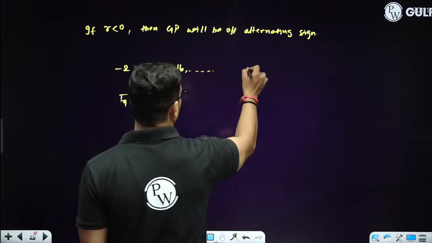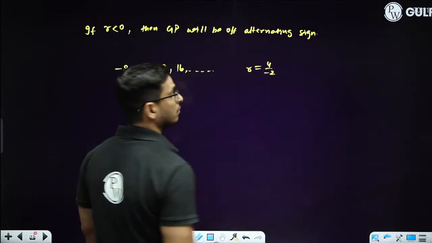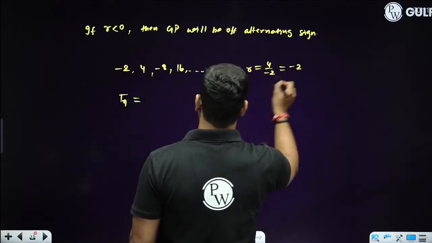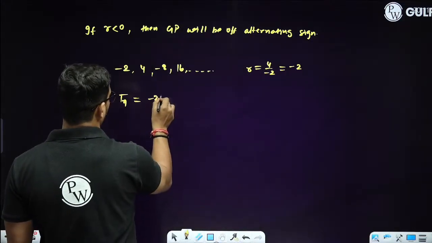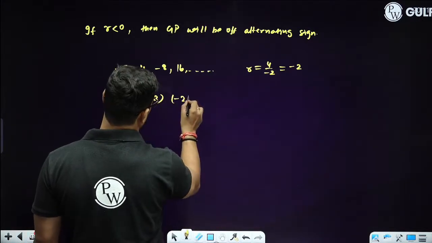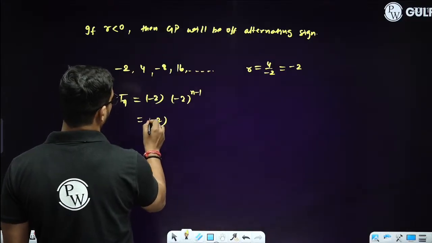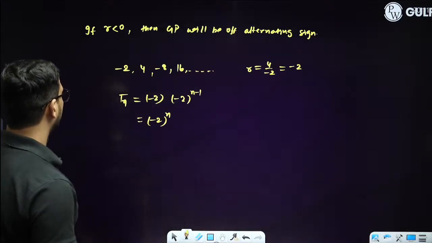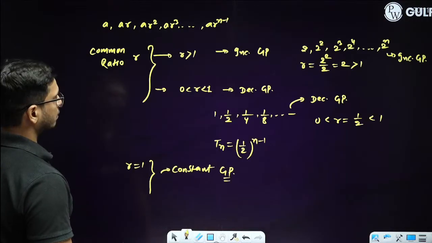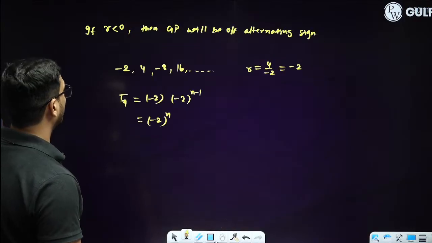Minus 2, minus 2. First R. If we'll see R, that would be 4 by minus 2. Then it wouldn't be 3. Correct? That would be minus 2. So first term and R to the power n minus 1. Yes or no? So should I write minus 2 to the power n? Okay. So these are something about GP, its general term, and about R.